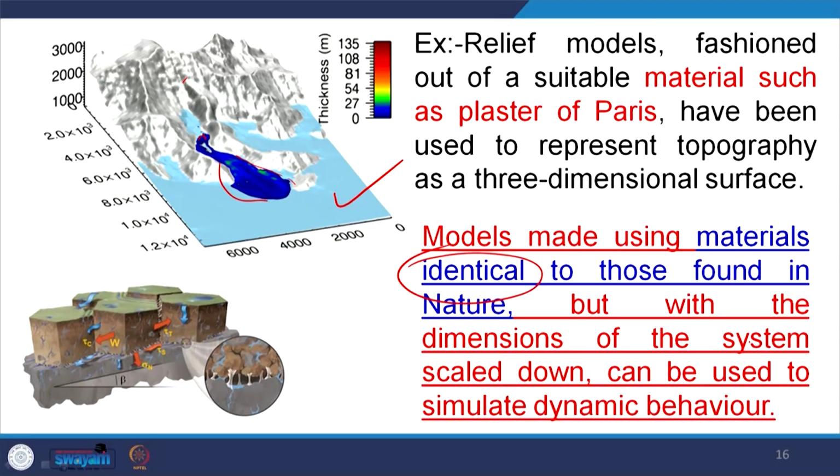Models made using material identical to those found in nature, this is very much important. Models which are formed by identical materials, not the same material, but with the dimension of different scale down, can be used to simulate the dynamic behavior, because we want to understand the problems, because we want to predict the future. That means the model has to be dynamic, because our geomorphic system is dynamic.